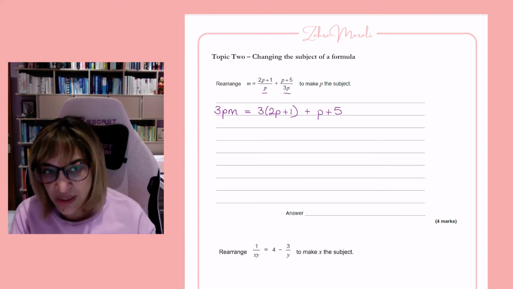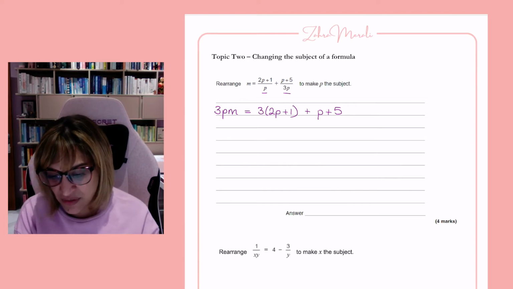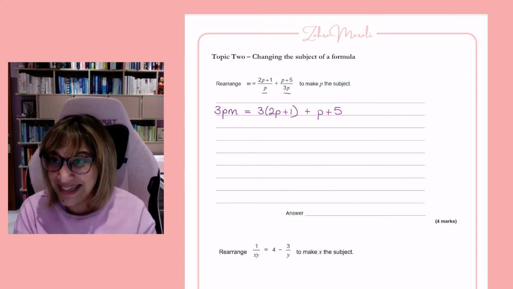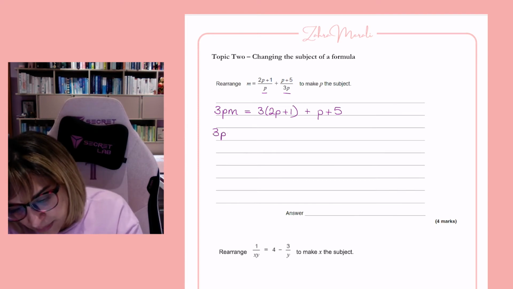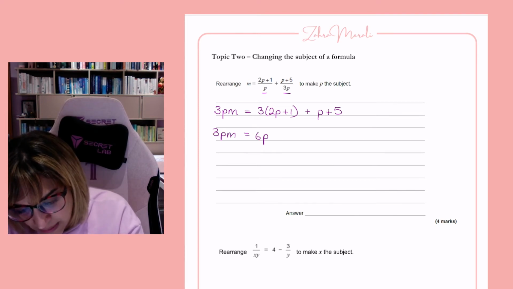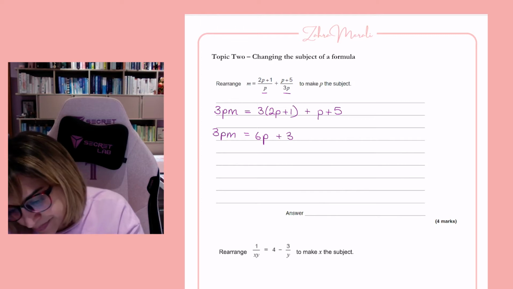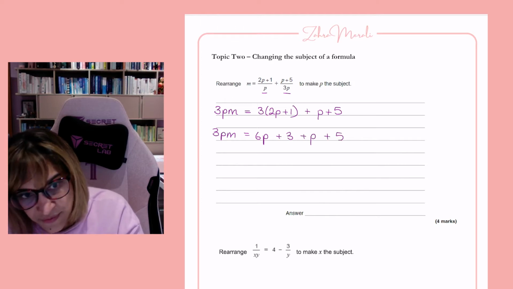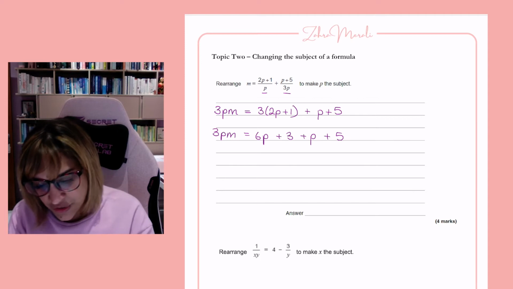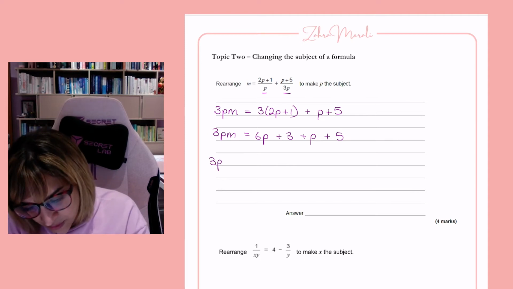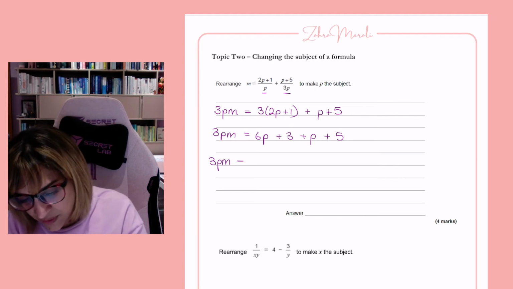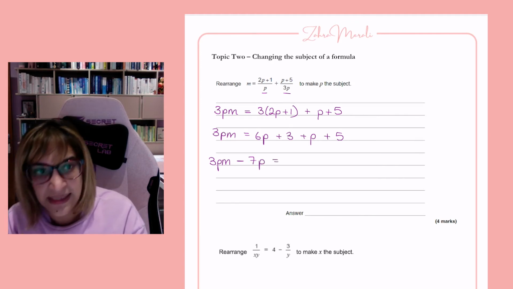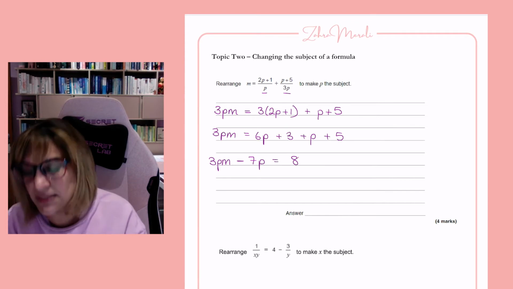Now what I want to do is open everything out and put all my p's onto the left-hand side. So I've got 3pm equals 6p plus 3 plus p plus 5. Now I'm putting all my p's onto one side: 3pm, and I've got 6p plus p, so I can move those, so minus 7p, equals 3 plus 5, which is 8.